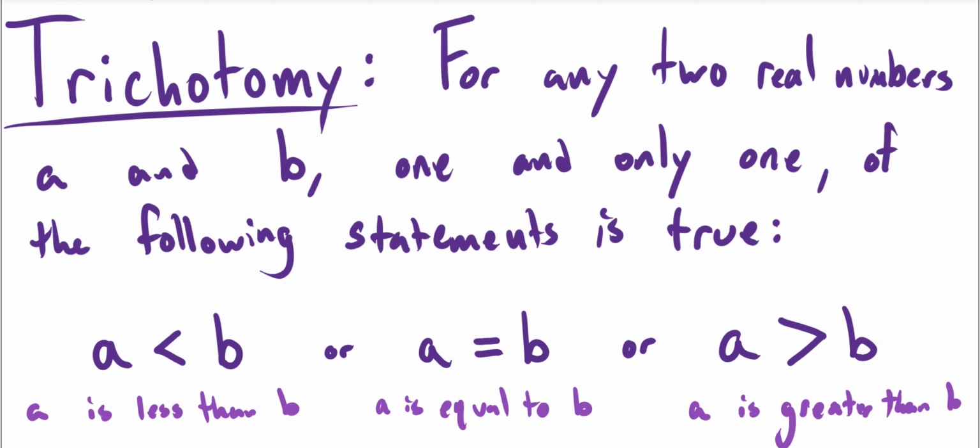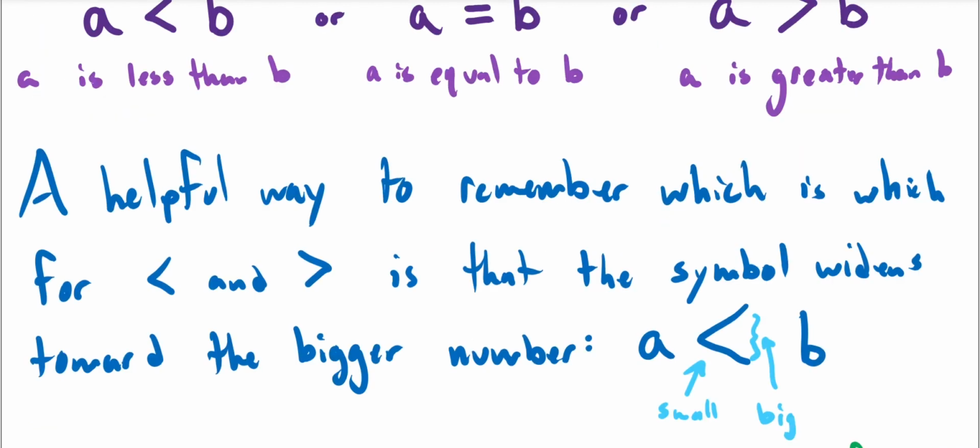And we write that with these symbols. One helpful way to remember which symbol is which is that the symbol will open towards the bigger number, so that the bigger side of that wedge shape is facing the bigger number. So in this case, a is less than b, and the little tiny side goes towards the a, and the big side goes towards the b.